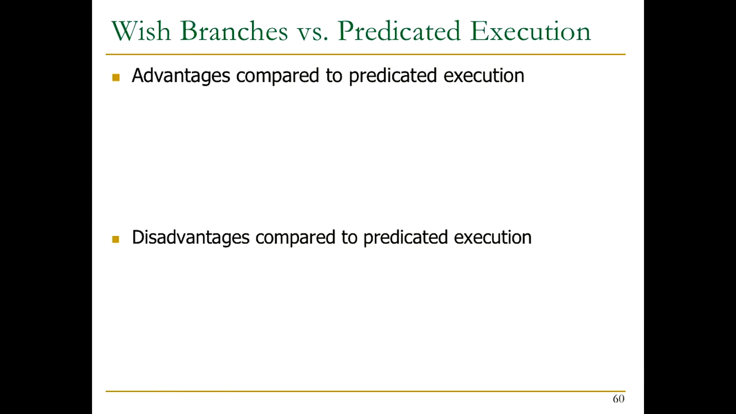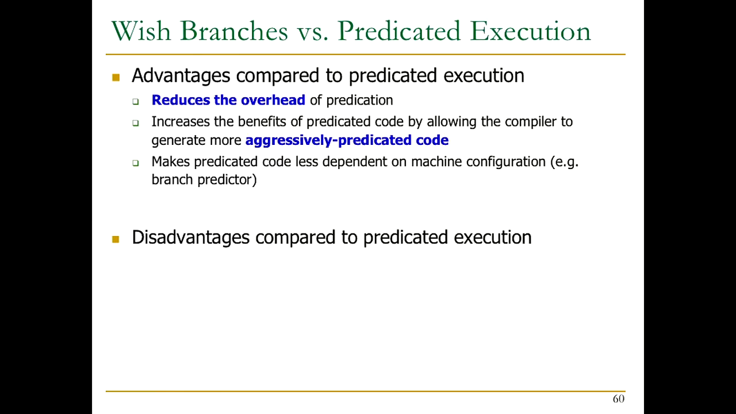Okay. Compared to predicate execution, now you have reduced the overhead of predication because now you have a dynamic choice, right? You could do this on a per branch, per dynamic instance of a branch basis. And it turns out, actually, if you read the paper, you can increase the benefit of predicated code by allowing the compiler to generate more aggressively predicated code because you could avoid it at runtime, right? And now your predicated code is less dependent on machine configuration.